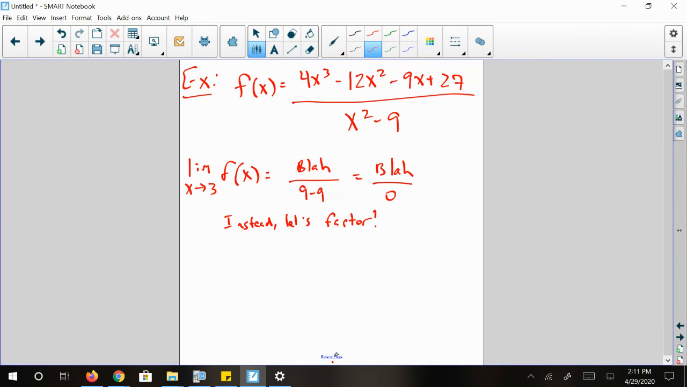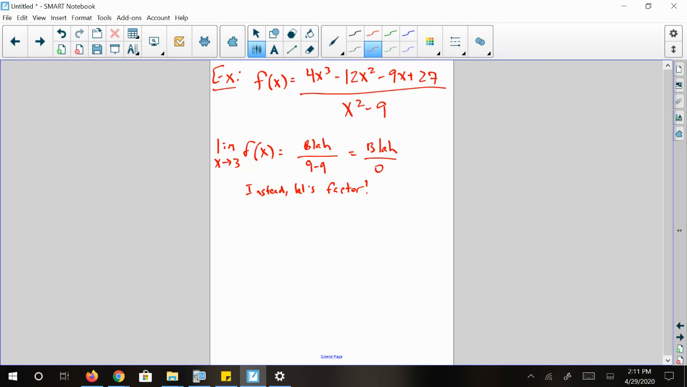So let's start out just with what we know to be the easiest thing here. Let's look at the bottom. x squared minus 9 is the same thing as x plus 3 times x minus 3. That's a difference of perfect squares. It can be factored as a plus b times a minus b. So in this case, our a is x and our b is 3.